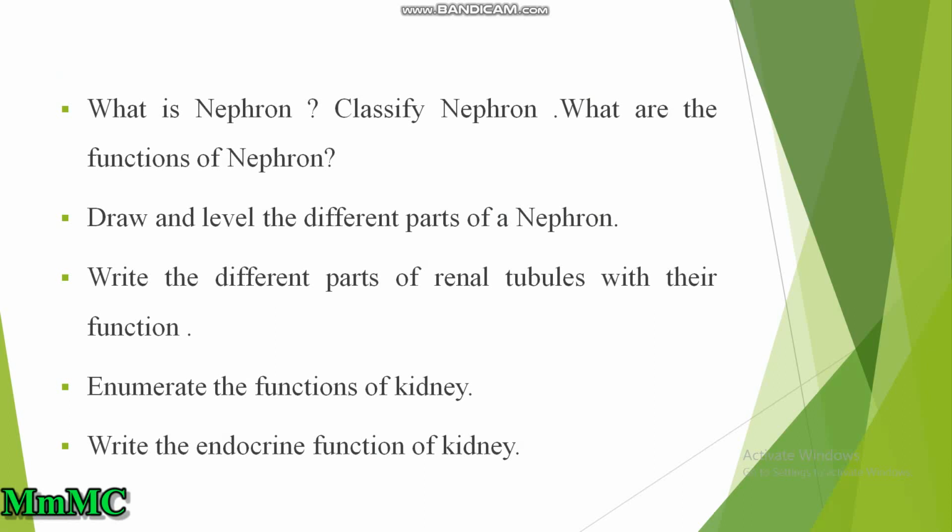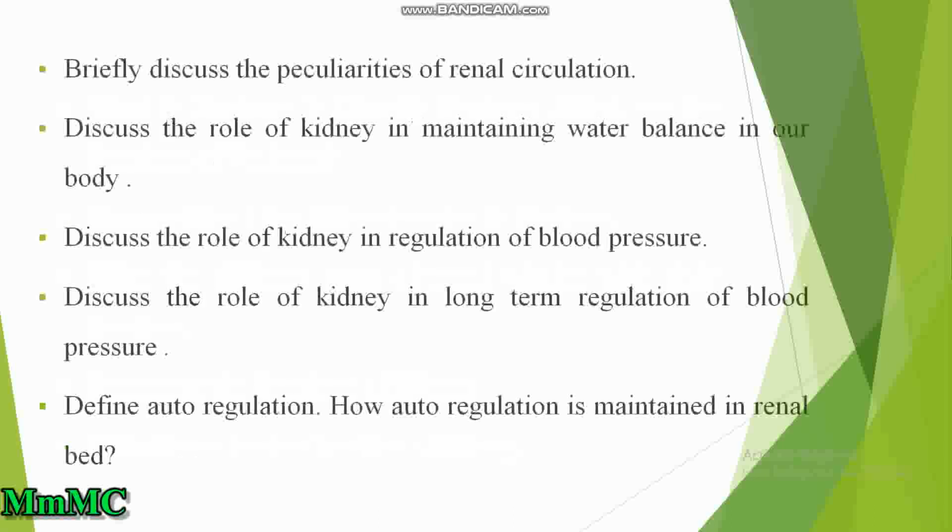Enumerate the functions of kidney and write the endocrine functions of kidney. Briefly discuss the peculiarities of renal circulation. Discuss the role of kidney in maintaining water balance in our body. Discuss the role of kidney in regulation of blood pressure. Again, discuss the role of kidney in long-term regulation of blood pressure. Define autoregulation. How is autoregulation maintained in renal bed?